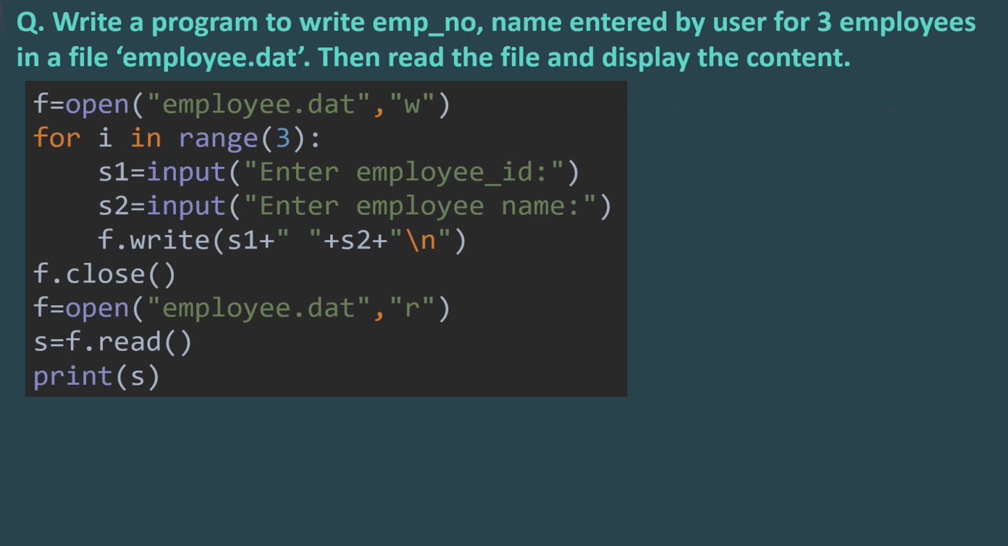Then append with the next line so that the next employee record will appear in the next line. So after that you can close the file. Now again open the file in read mode and read the file by using read function and print the content.